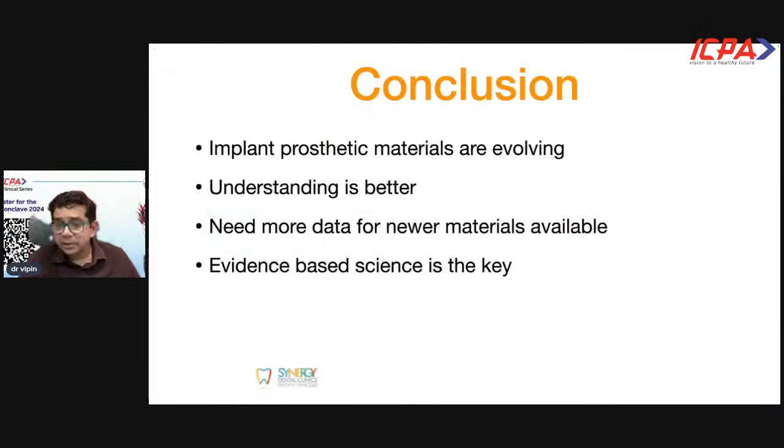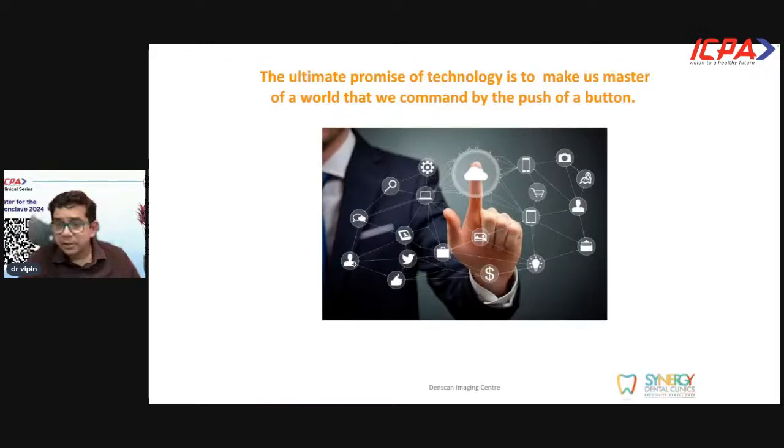composite crowns on it. So to conclude, implant prosthetic materials are evolving. Understanding of the materials is much better today than what it was long back. You need more data on newer materials like PEEK and bio-HPP, and of course, evidence-based science is the key.